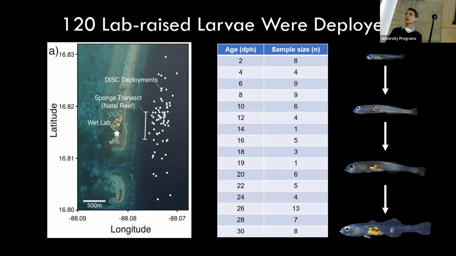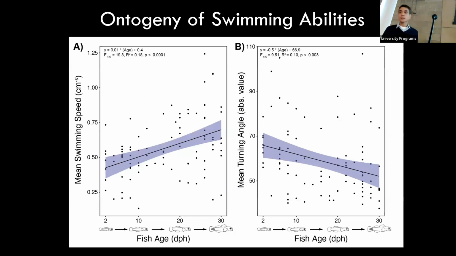Okay, so I went back to the reef. I raised larvae in my field-based wet lab. I deployed them in the DISC around 500 meters offshore from their natal reef. Throughout our 4-month field season, I deployed larvae every 2 days throughout development, from 2 to 30 days post-hatch. I had about 120 deployments, and you can see we had a pretty nice spread of data across all ages of development. So let's take a look at this data.